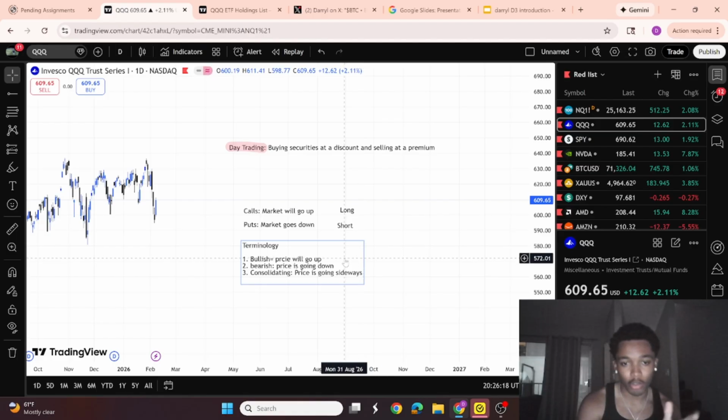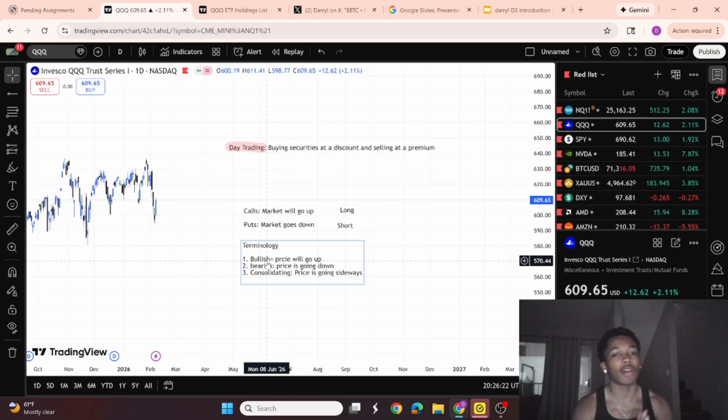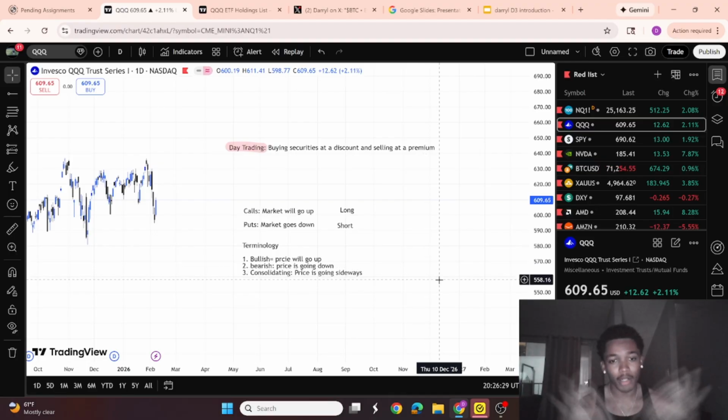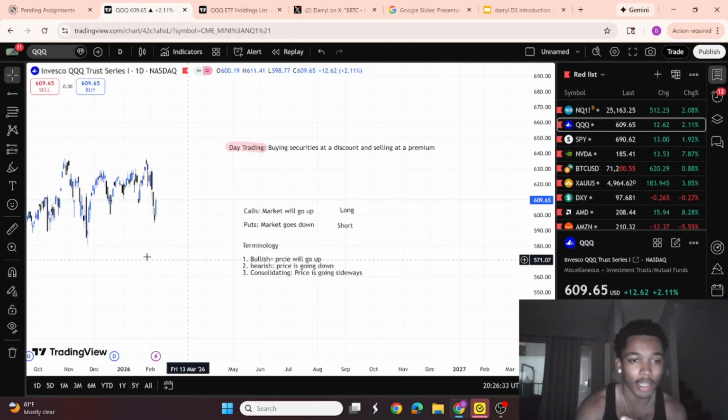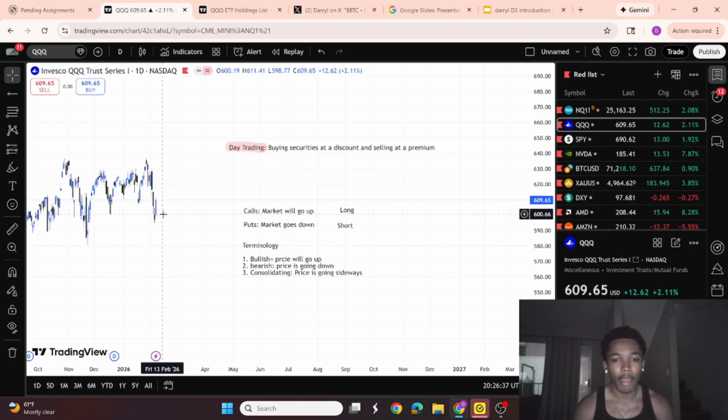Now, here's some terminology that you should brush up on. Bullish means price will go up. Think of like a bull with his bull horns going up. And think of bear as, shoot, bear down, homie, type. Okay, now consolidation is something like this. You'll see like an accordion pattern or like a barcode, basically meaning prices going sideways.